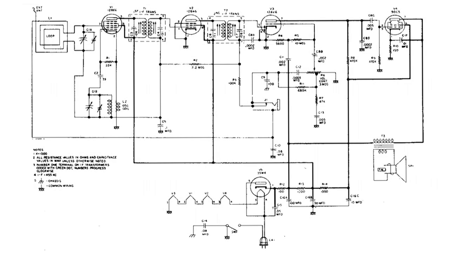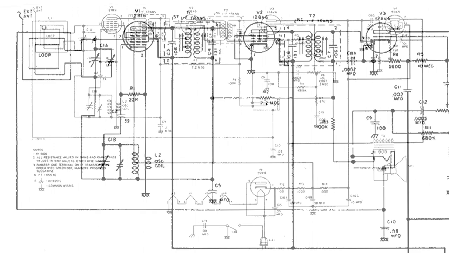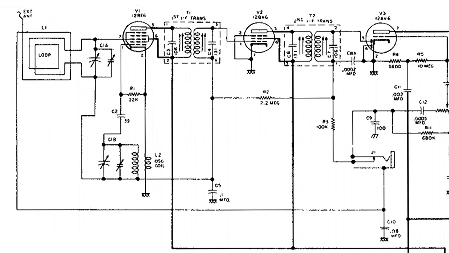This is an All-American 5 radio, very typical circuit. And what I want to talk about today is the mixer circuit. Here's a little closer look at the circuit. It is V1, the first tube all the way to the left, 12BE6.